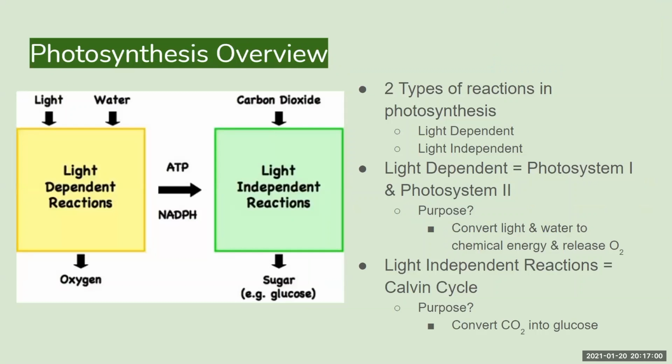Now, we're going to do a little overview of photosynthesis. There are 2 types of reactions in photosynthesis, light-dependent reactions and light-independent reactions. Light-dependent reactions consist of photosystem 1 and photosystem 2. The purpose of light-dependent reactions is to convert light and water into chemical energy and to release oxygen. Light-independent reactions consist of the Calvin cycle, and the purpose of that is to convert carbon dioxide into glucose.